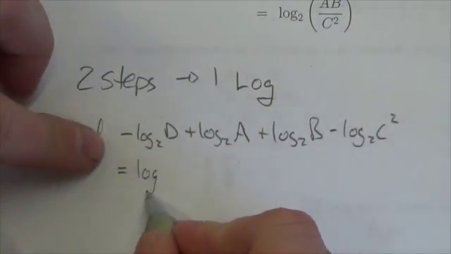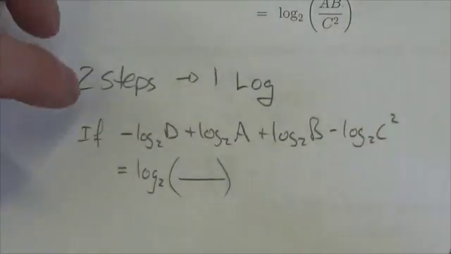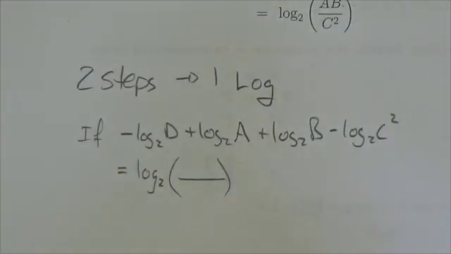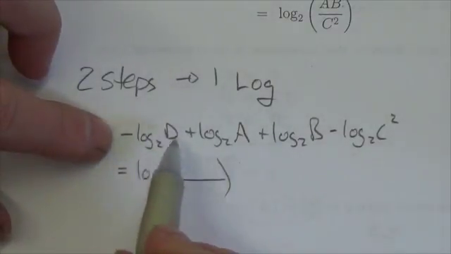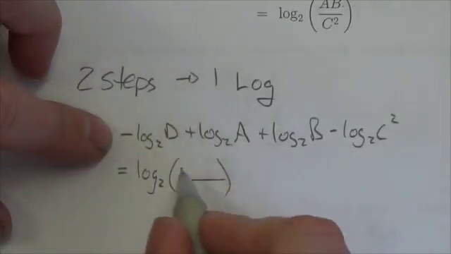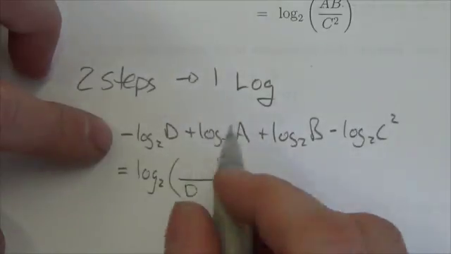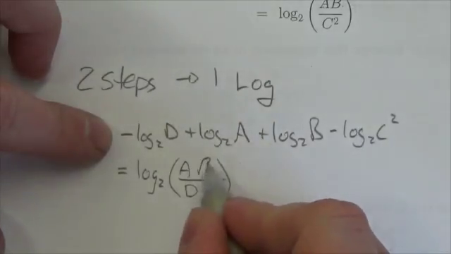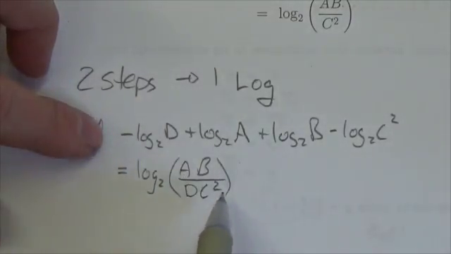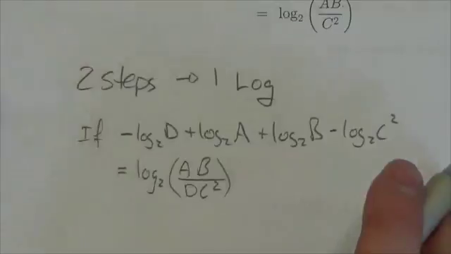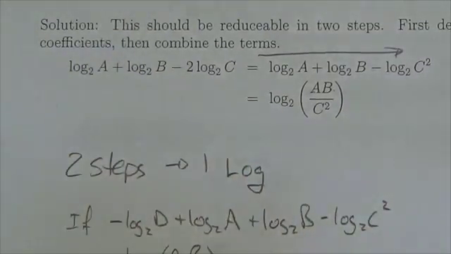Well, this will become the log base 2 of, and I really think you should just follow this rule quite diligently here. If there's a negative in front, what this means is I'm dividing by that argument. Now, I don't know quite what I'm dividing it into here, but I know that's going to go in the denominator. This will go in the numerator, this will go in the numerator, this will go in the denominator. And so that would be log base 2 of ab over dc squared. It should always be 2 steps to one logarithm when we're combining a bunch of logs together.